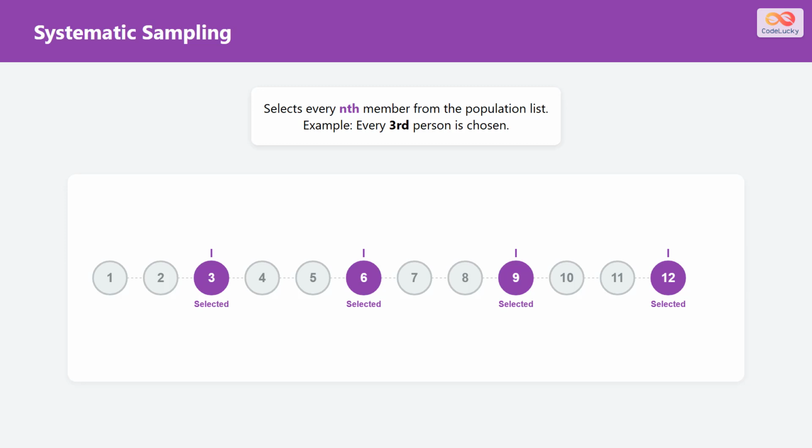Next is systematic sampling. Here, we follow a system. We order the population list and pick every nth person. For example, picking every third person in a line. It is easier to administer than simple random sampling, but requires the list to be in a random order to avoid bias.